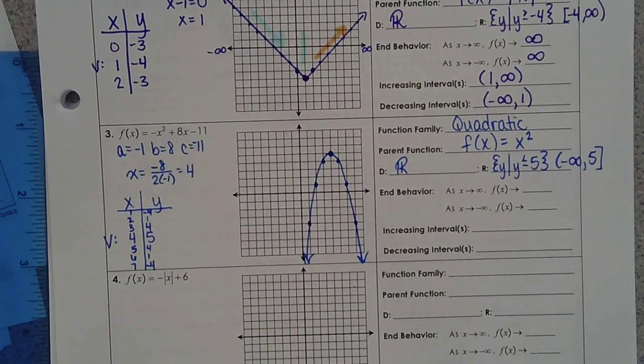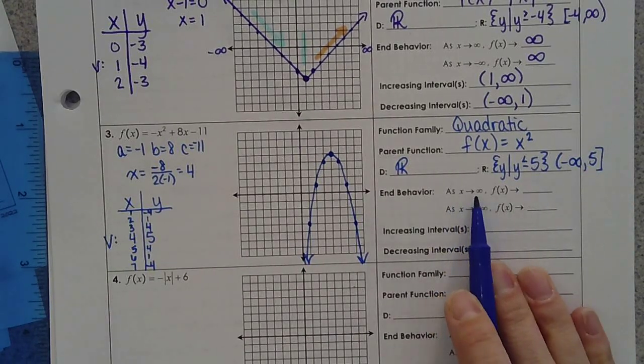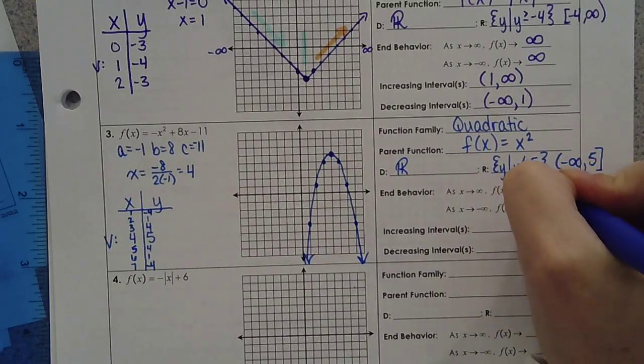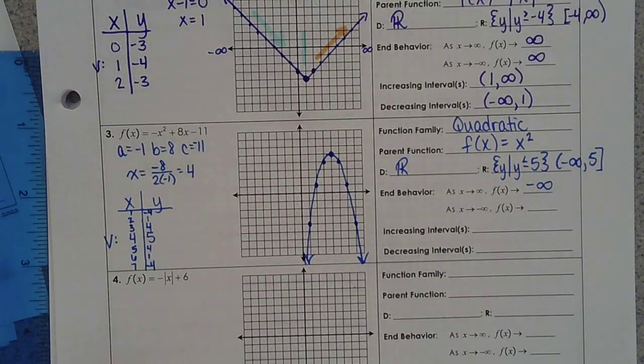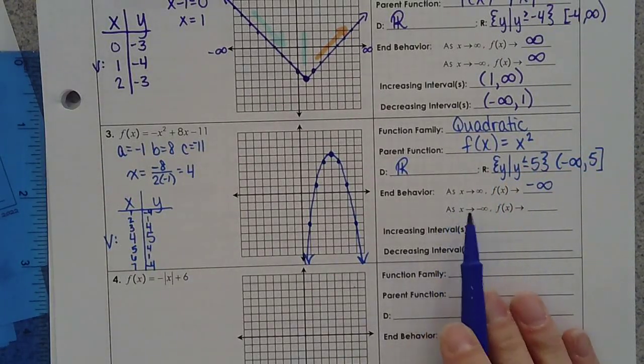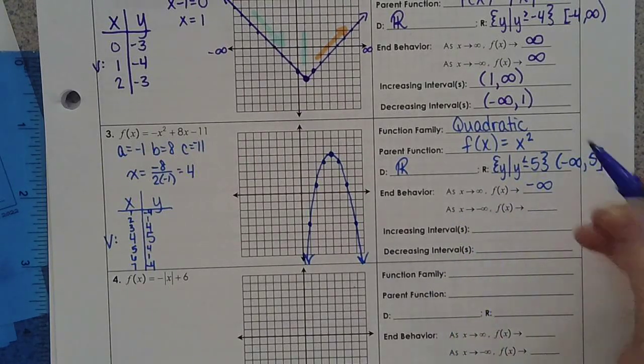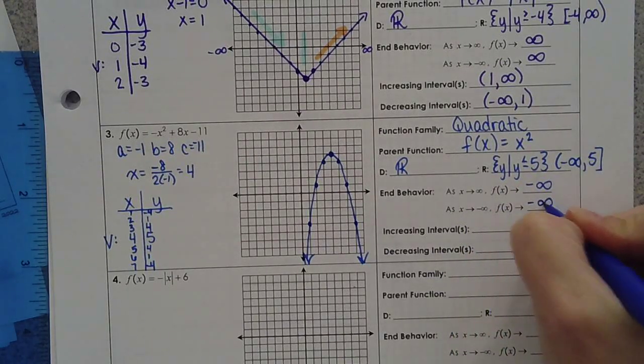My end behavior, both of my ends are going down. So as x approaches infinity to the right, f of x approaches -infinity going down. And as x approaches -infinity on the left, my y values are going down to -infinity.